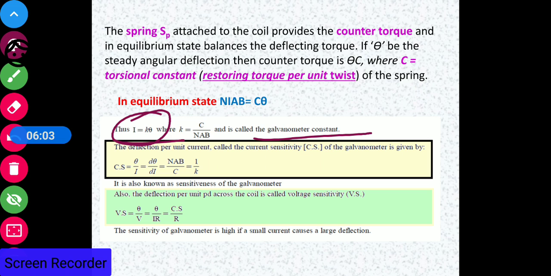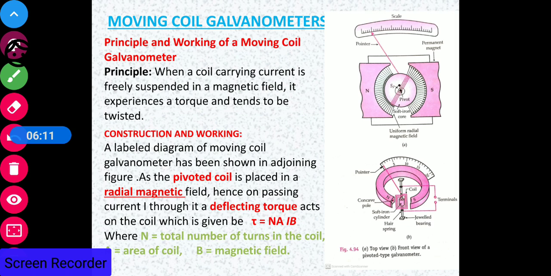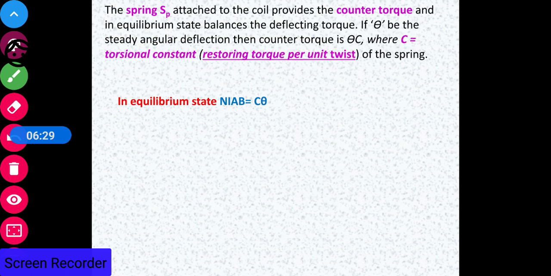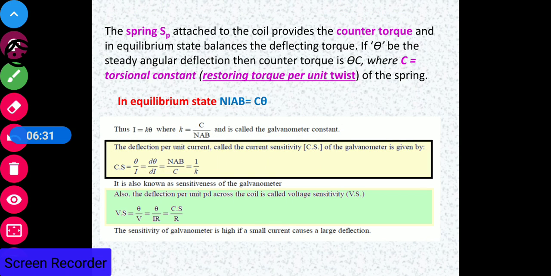So we can get the linear scale. By using the radial magnetic field, it provides the maximum torque, and the radial magnetic field is obtained by the concave shape of the magnets and the cylindrical soft iron core, and the linear scale is obtained by I = Kθ.